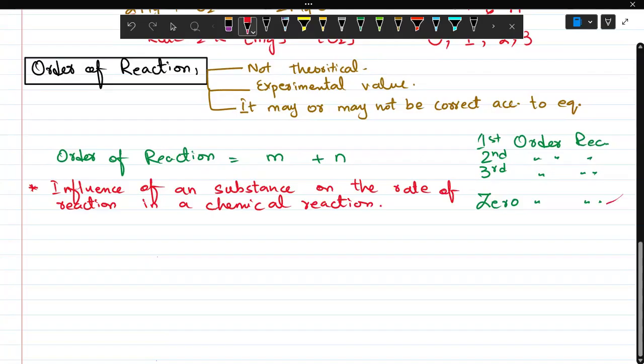Now, what about the zero, sir? Why the zero? Do you have any example of a chemical reaction which has zero order? No, not really. Are you a biology student?